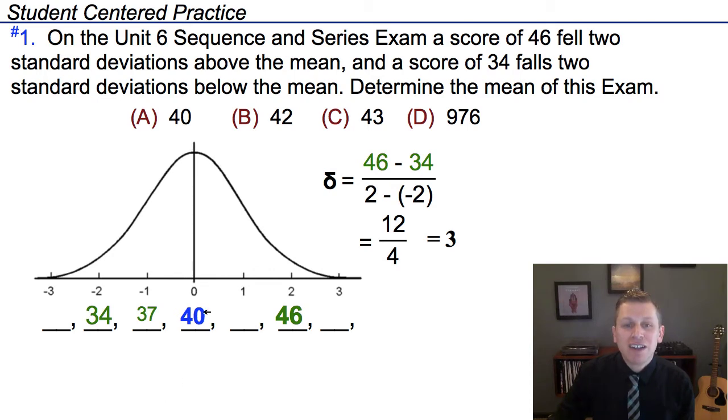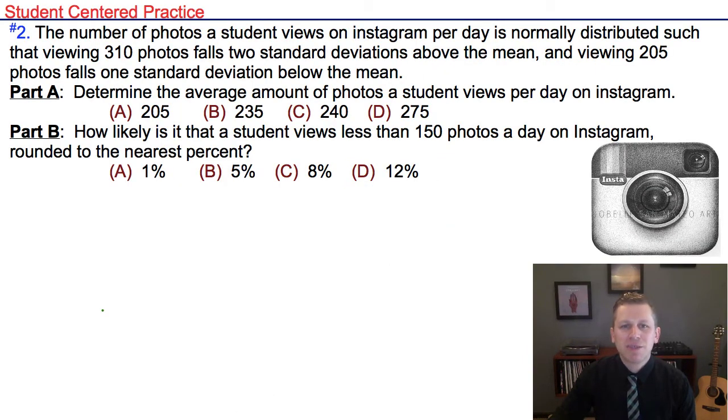To check our answer, I like to continue to add those standard deviations to see if I actually reach 46. When I do so, I would get 43 and then 46, so that works. Let's try another example. This example here talks about the number of photos that a student views on Instagram.